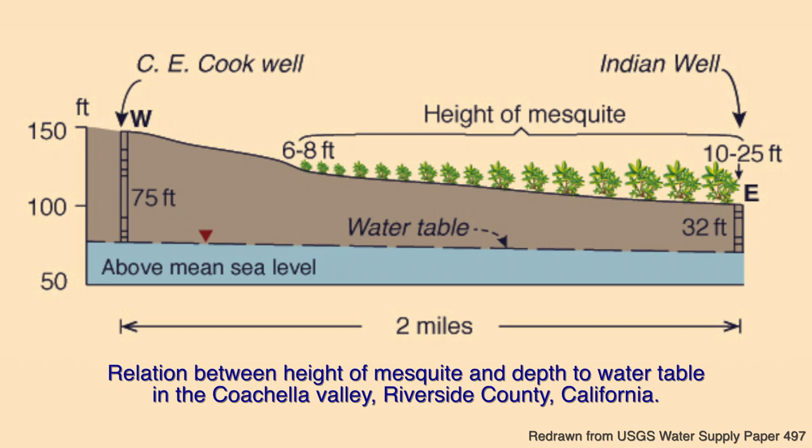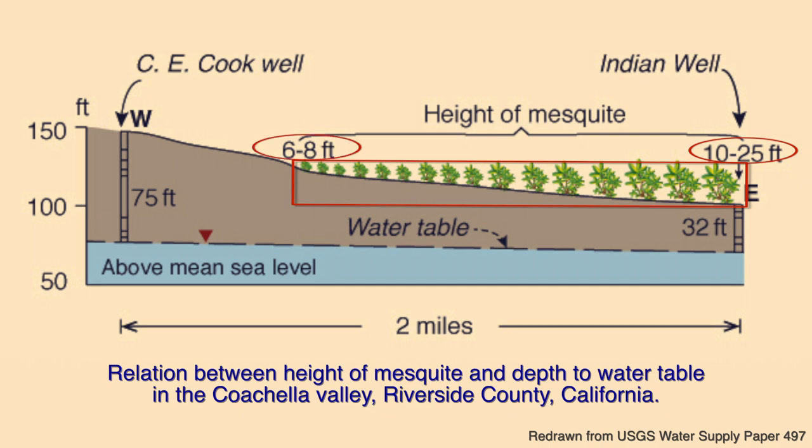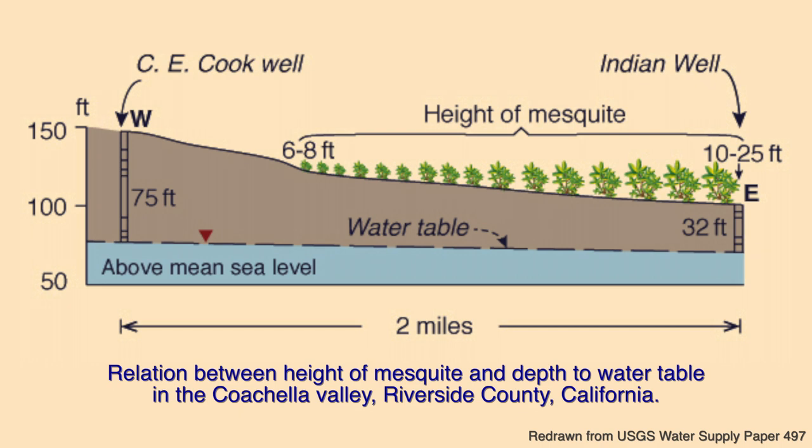This fact is nowhere clearer than in a desert landscape, where the size differences may be attributed to the prevailing gradient in the depth of the water table. For instance, Brown, in 1923, documented the height of mesquite, Prosopis species, between two wells located in the Coachella Valley near the Salton Sea, California. Mesquite grows as a dense forest 10 to 25 feet high along the eastern well, and of somewhat less size, 6 to 8 feet, on high sand dunes to the west. Within a distance of 2 miles from east to west, the depth of the water table increases from 32 feet to 75 feet. Ostensibly, mesquite does not grow beyond a depth of the water table of 50 feet.